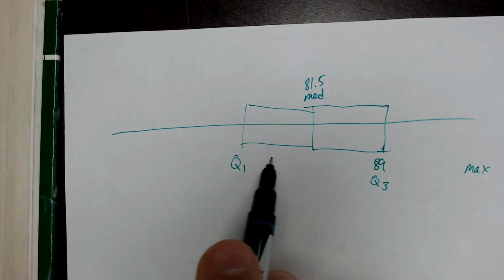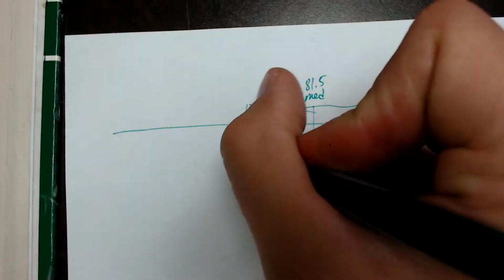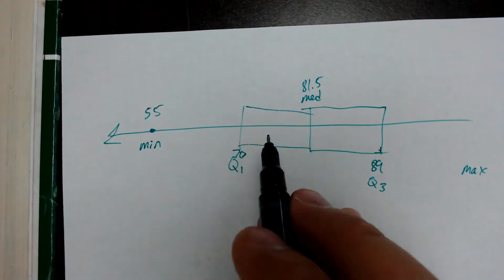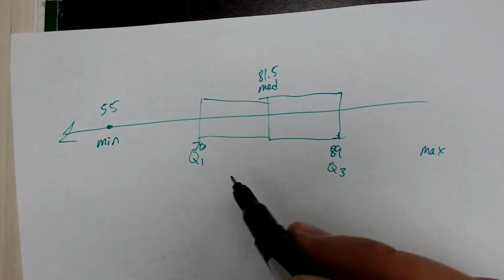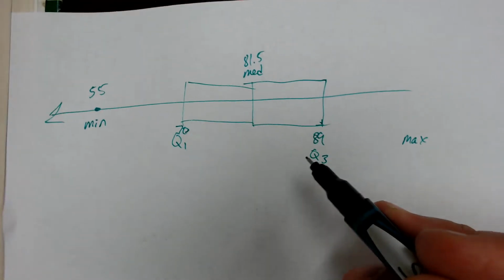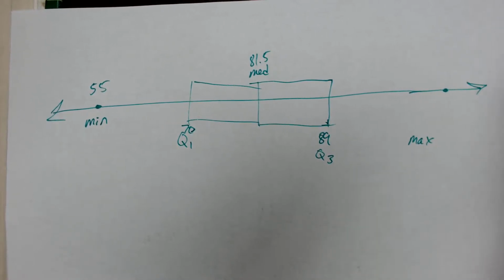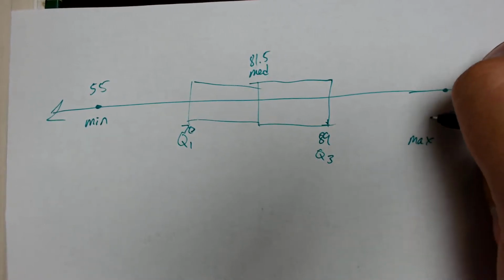And then if we counted the bottom 8 scores from the median, that would take us to 70, right? So 8 scores away from the median is 70, right? And then the minimum score all the way over here is 55. So that's the minimum. And then we have the first quarter, the median, the third quarter, and then the maximum score was a 96.